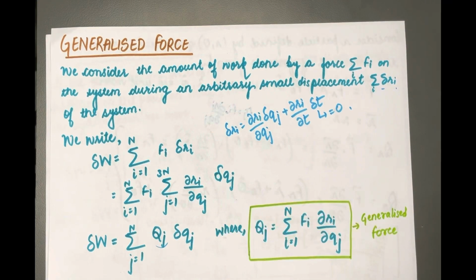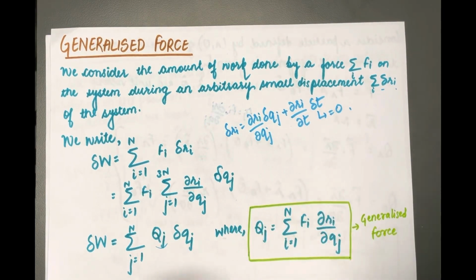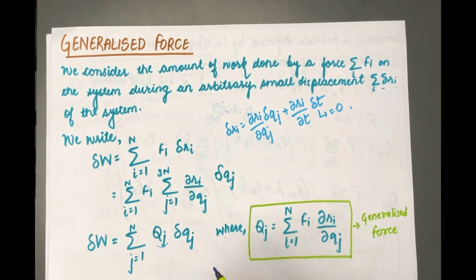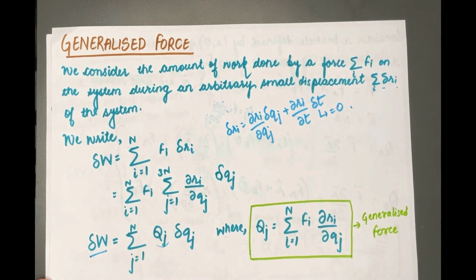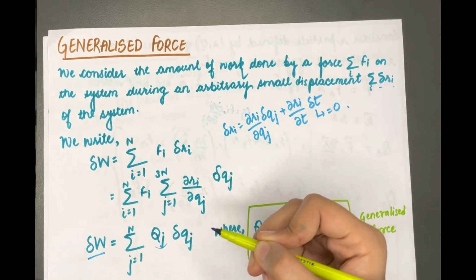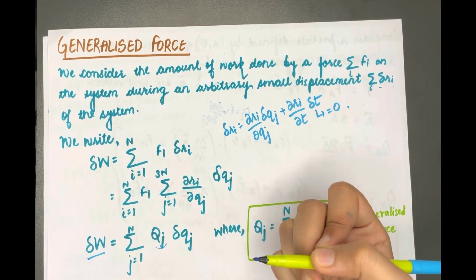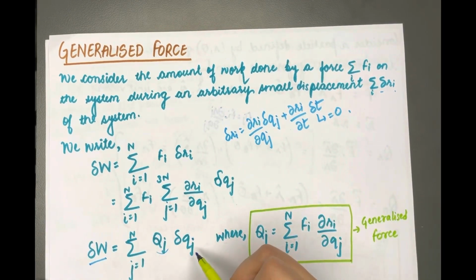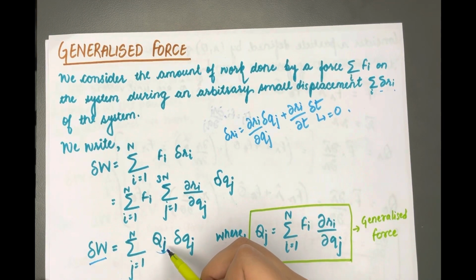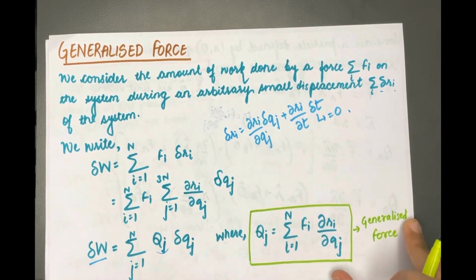Now δQj can have any dimension and Qj can have any dimension, but the product of Qj and δQj necessarily has the dimension of work. Suppose my displacement has the dimension of linear displacement and Qj has the dimension of force, so the product of these two has the dimension of work. Suppose my generalized displacement is an angle, so Qj has to have the dimension of torque, so that the product of these two becomes the dimension of work.